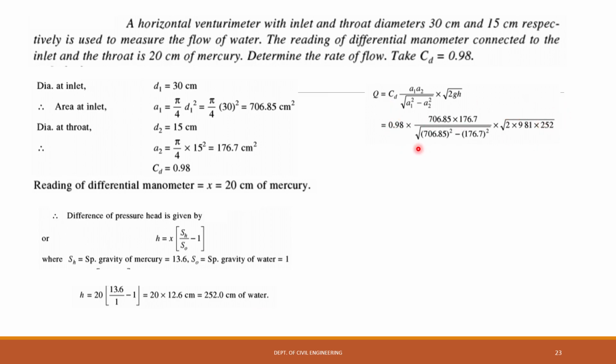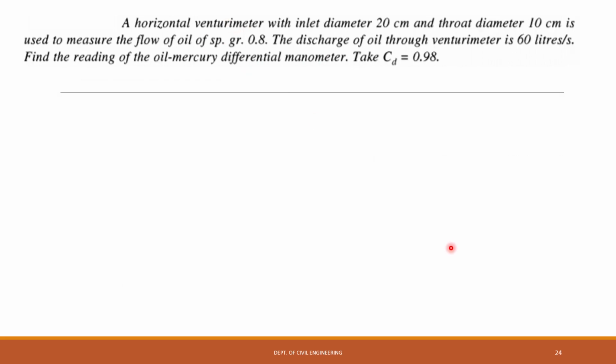One point to be noted is that here we are substituting everything in centimeter square. So this G value, acceleration due to gravity, should also be substituted in centimeter per second. So 981 is substituted over here. Okay. So we will be getting the value as these many centimeter cube per second, and this can be converted into liters per second, and this many liters per second. Okay, so this is how you do the problem of horizontal venturimeter.